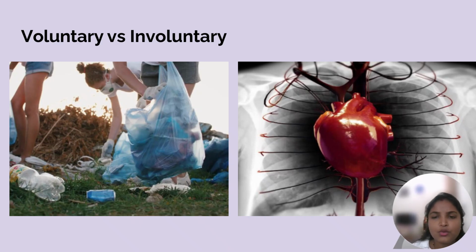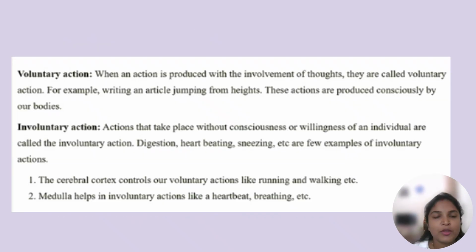Many things are going on inside our body, and those are called involuntary. Why? Because they are not under the control of our will. Voluntary action is when an action is produced with the involvement of thoughts. For example, writing an article, or jumping from heights, such as long jumps and high jumps. These actions are produced consciously by our bodies.